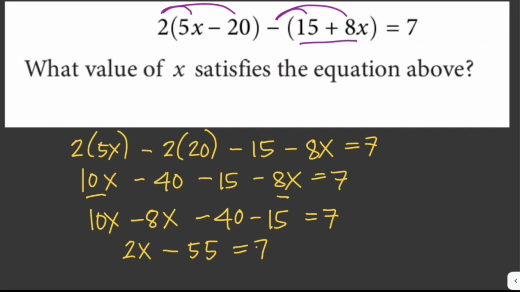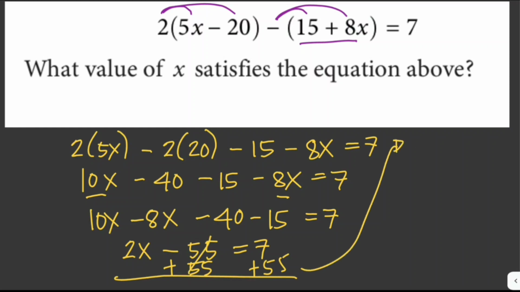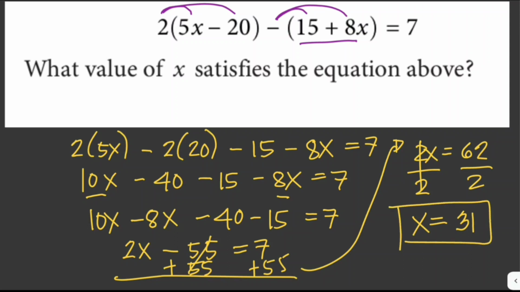Negative 40 minus 15 is just negative 55, equals 7. And adding 55 to both sides, this would give us 2x equals 62. And dividing both sides by 2, we get the value of x, which is equal to 31. Therefore, the value of x that satisfies this equation here is equal to 31.